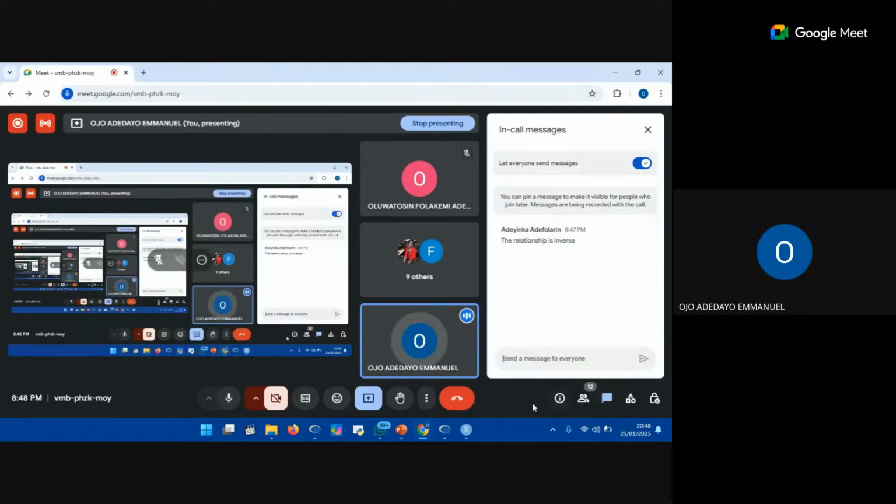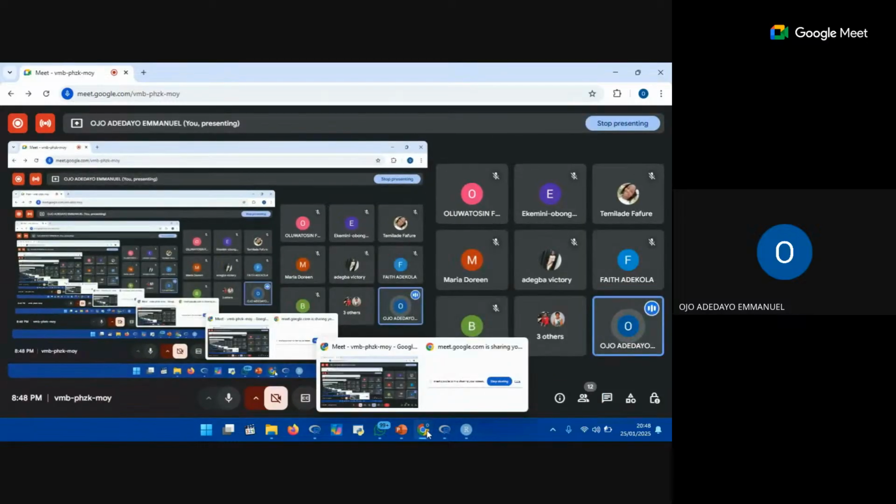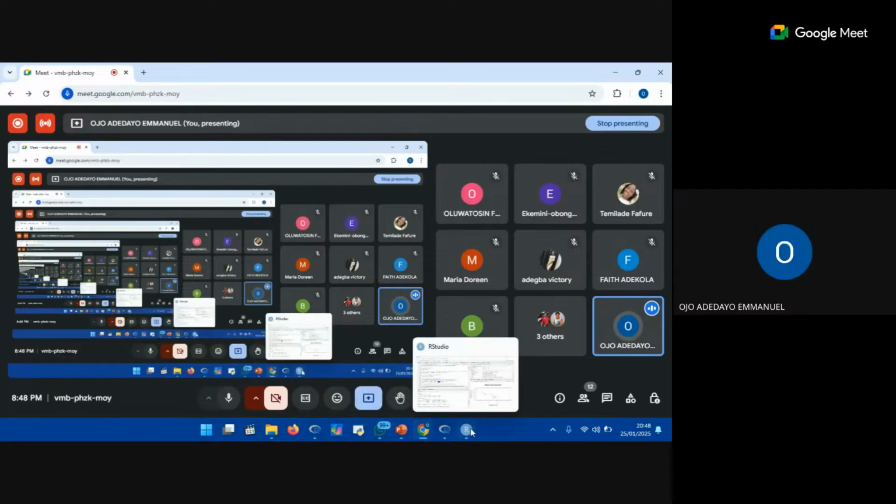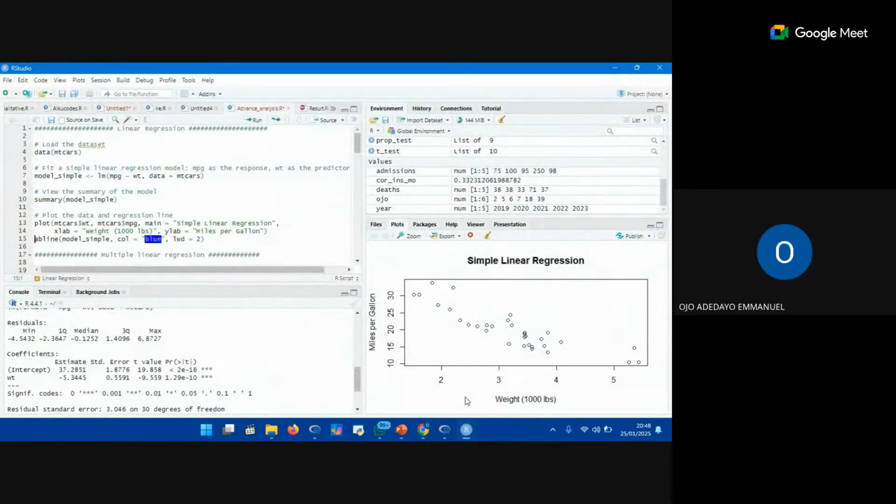Okay, the relationship is inverse. That means as one increases, the other one decreases. So that is an inverse relationship. Okay, good. So this is just another way to bring out our graph. So let's move to multiple linear regression.